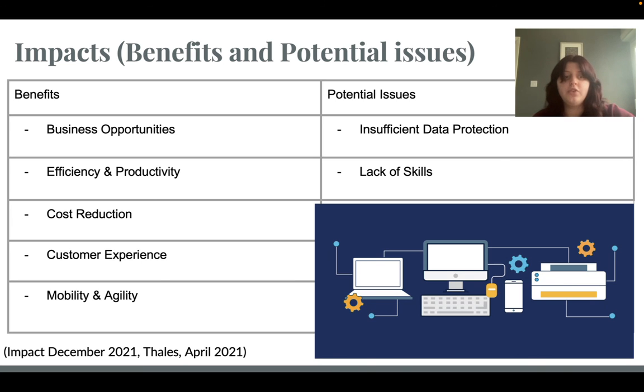Now let's move on to the issues involving IoTs. One being the impact of insufficient data protection. This can be due to weak password protection or non-regulated software updates, allowing data to be easily accessed. If data is leaked or inadequate, supply chain management will be hugely affected.